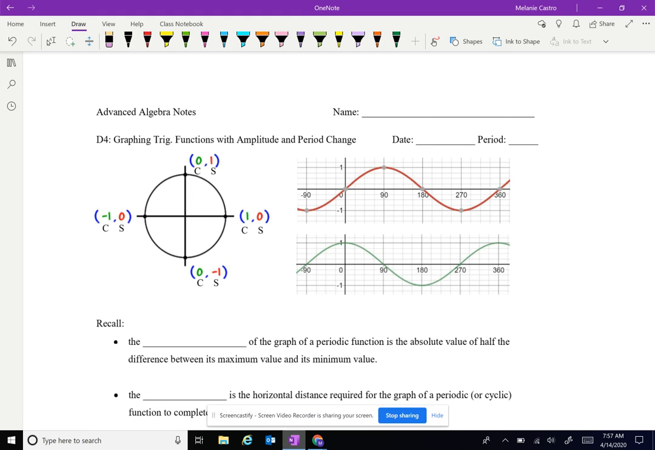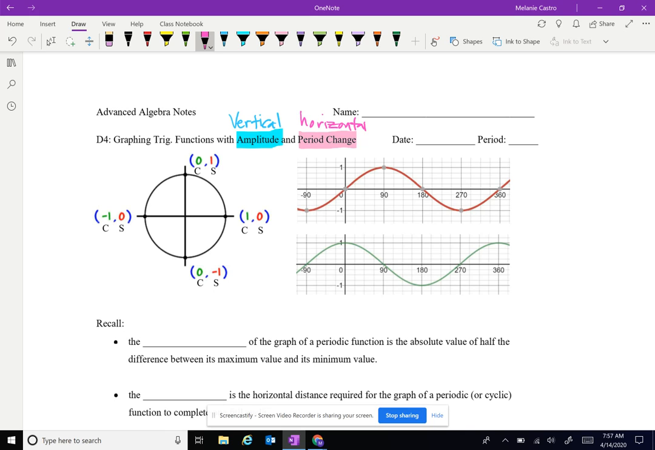Hi guys, today's notes and lesson are on Day 4 notes, graphing trig functions with amplitude and period change. Yesterday you graphed sine and cosine with an amplitude change. Today we're also going to add in a period change. If you remember yesterday, amplitude stretched the graph vertically, so amplitude changes our y values. A period change is going to change how our graphs look horizontally, so it's going to mostly just affect our x values.